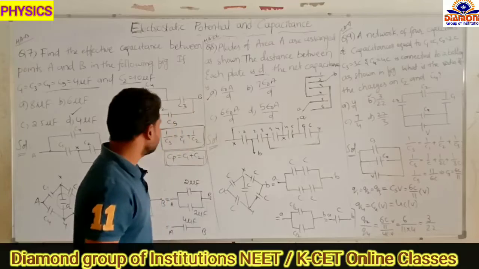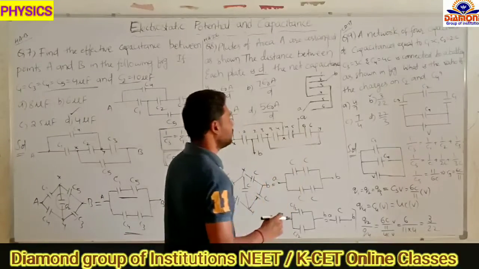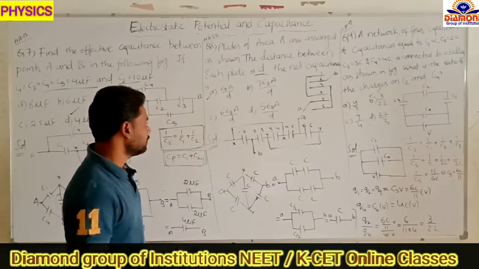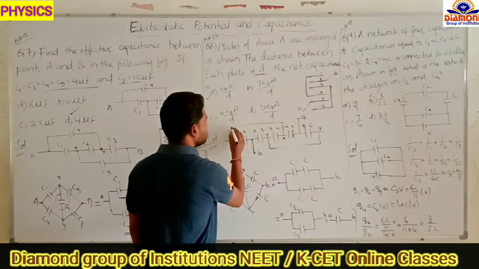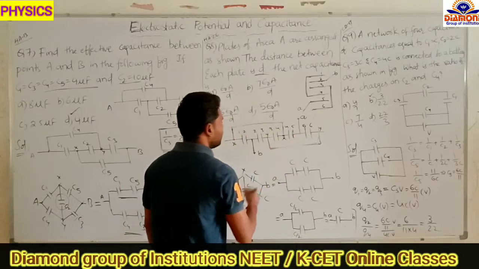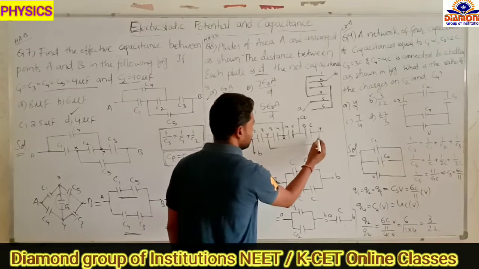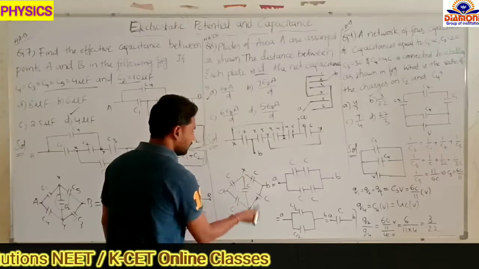Now one more thing, based on the same previous problem: here we have 5 capacitors, so we get the Wheatstone bridge idea immediately. I am assuming this point as X, connected by a wire, so the potential is the same, and here I am assuming Y, where the potential is also the same. Now I take A, B and X, Y.